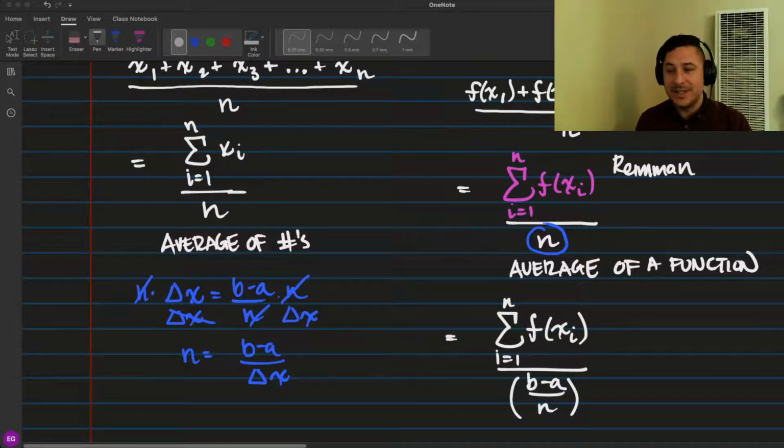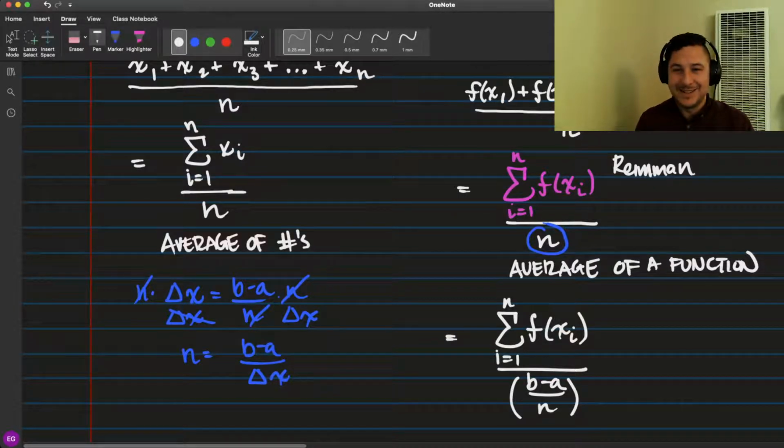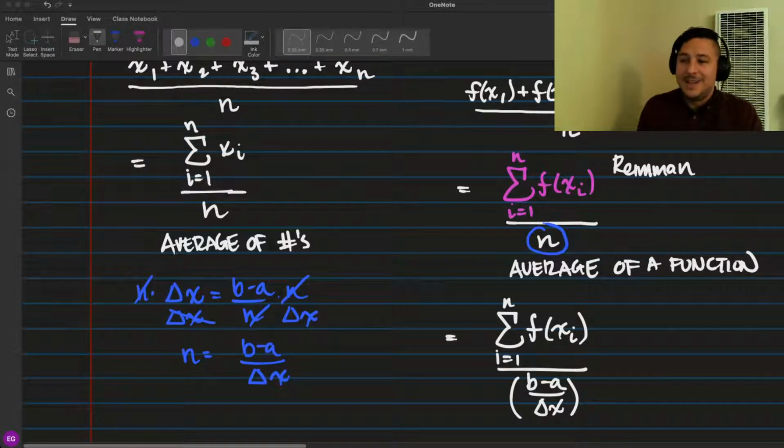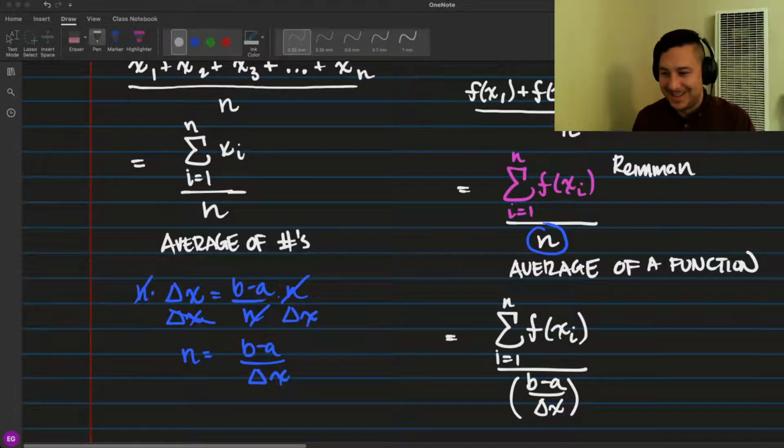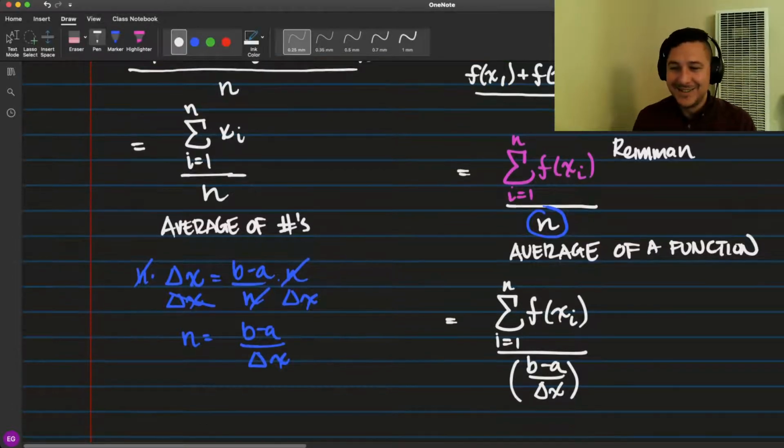5 extra credit points to someone who can tell me what the mistake was. Yeah. If that was a lie, I'm not going to give you extra credit points. I just wanted someone to say it. It's supposed to be delta x over here. Don't trust me, I lie. Never trust me.